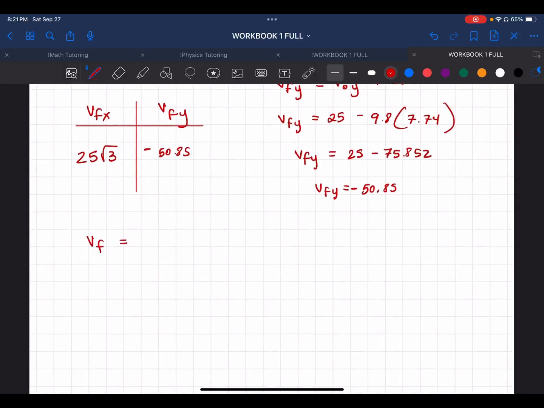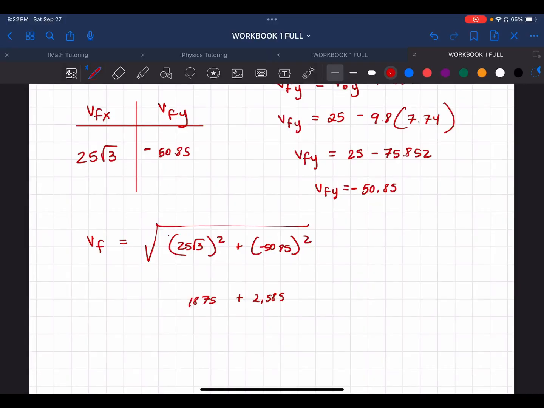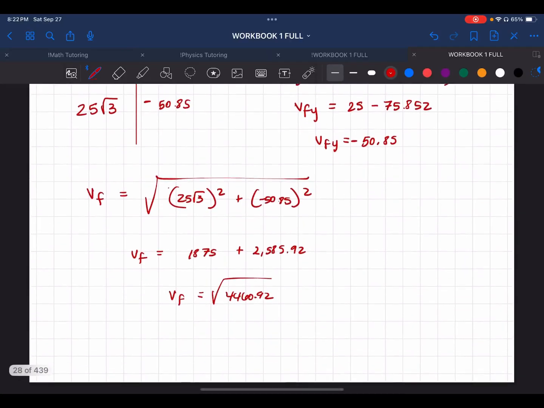Then to get my final velocity, I just do the Pythagorean theorem. I can do 25 root 3 squared plus negative 50.85 squared. I'm going to write all these down. That's fine. And then vf is the square root of that. So with that, the final velocity is 56.79 meters per second.